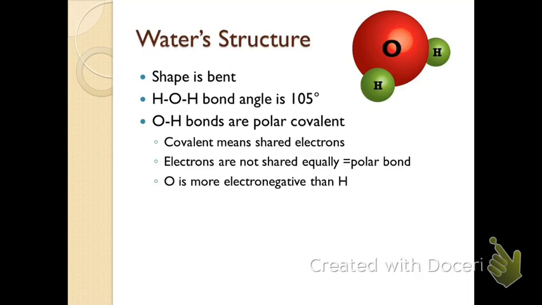The OH bonds are polar covalent. Remember that polar and covalent each mean something different. Covalent means that the hydrogens and oxygens are sharing electrons. Polar means they're sharing unequally, okay? Non-polar is when they share equally. Since the electrons are being shared unequally, they are moving towards one end of the atom.